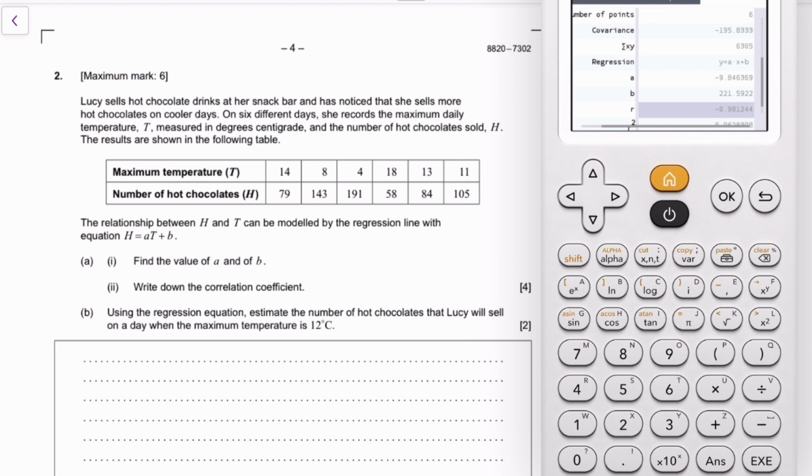ax plus b. By the calculator my a is negative 9.85, that's the gradient of the regression line. b is the y-intercept of the regression line, 221. Correlation coefficient is the r, negative 0.981.